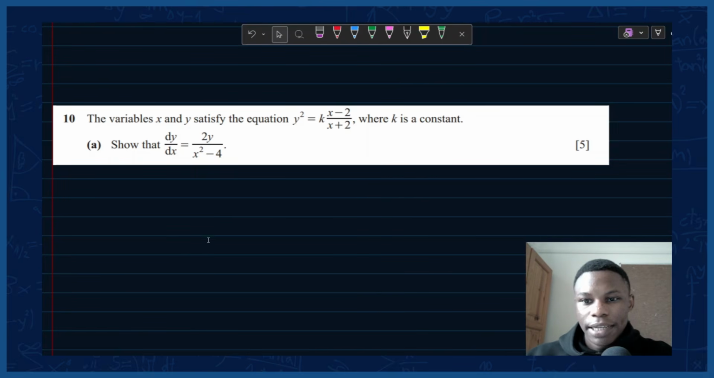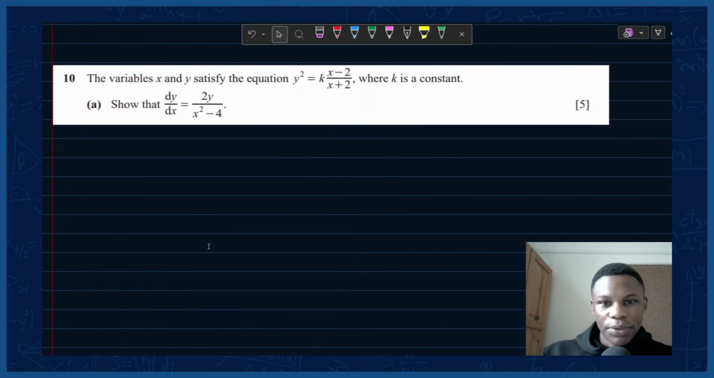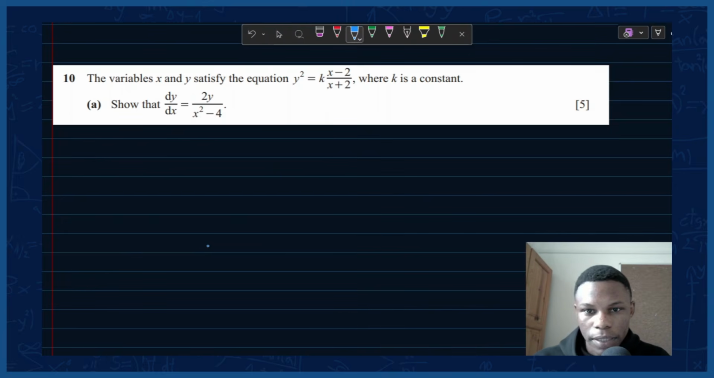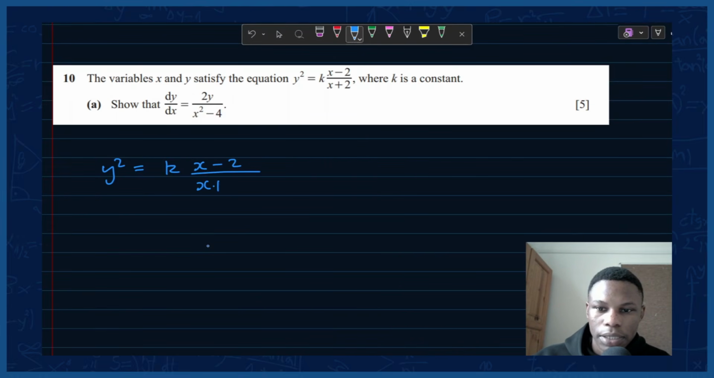Question number 10. The variables x and y satisfy the equation y squared is equal to k times (x minus 2) over (x plus 2), where k is a constant. Part A. Show that dy/dx is equal to 2y over x squared minus 4. Okay, so I've got y squared is equal to k times (x minus 2) over (x plus 2). I should put k on the division line, but k is just multiplying our whole fraction.